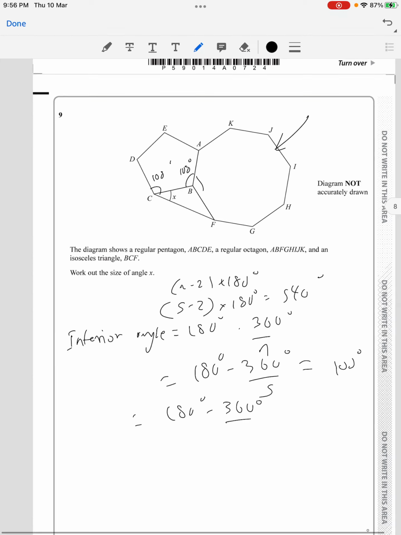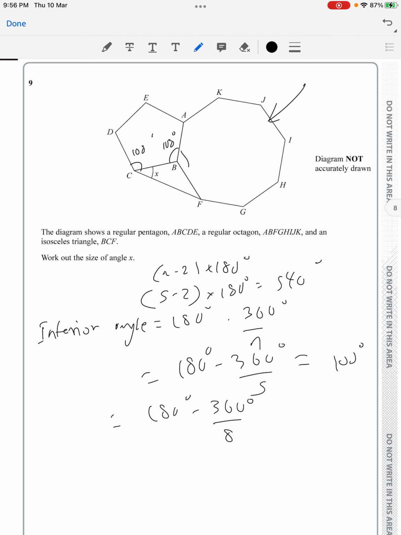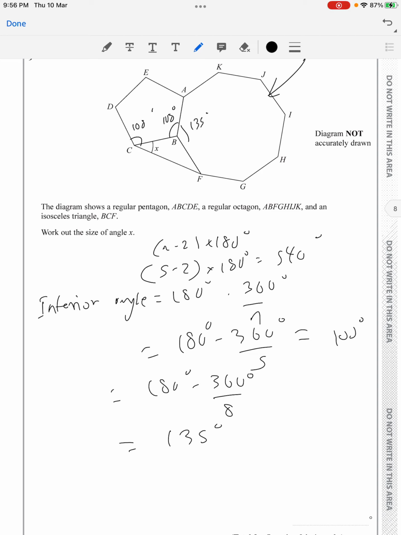It's applied, but in this case, in an octagon, you have 8 sides. So 180 minus 360 divided by 8 should be giving you about 135 degrees. It's pretty awesome, right? So you have 135 degrees. Now, how do you calculate the angle B, right?